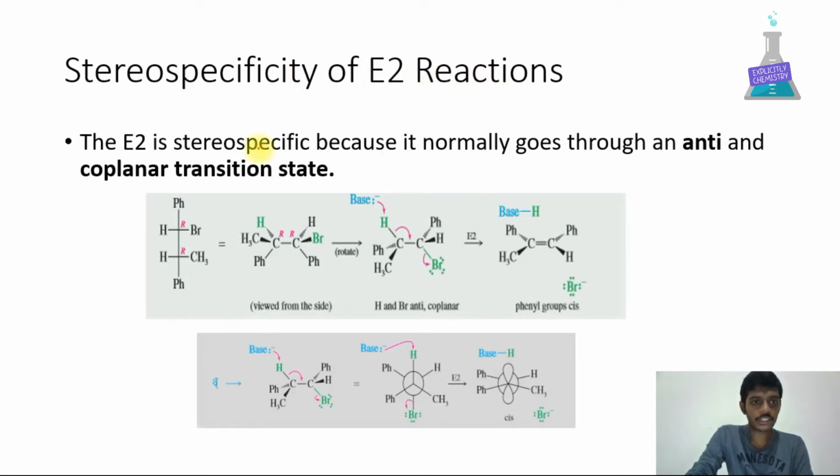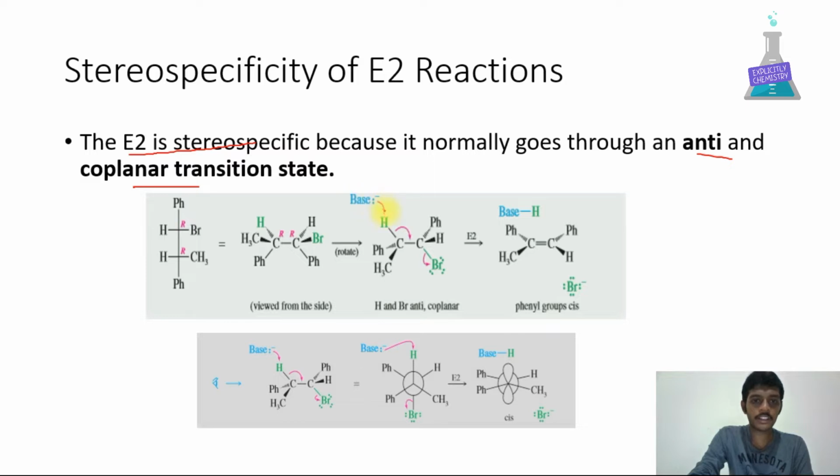Stereospecificity of E2 reactions. E2 is stereospecific because it normally proceeds through an anti-coplanar transition state. This is a substrate. We are converting this Fischer projection into a wedge projection. We are rotating this. Here the proton and the leaving group are in an anti-coplanar arrangement.